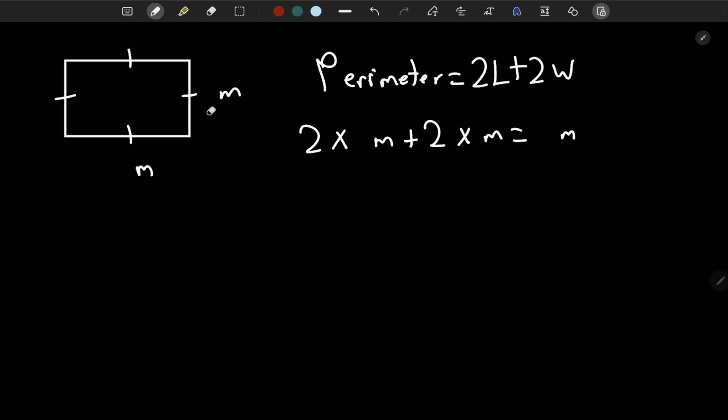So let's say this is 7 and this is 2. Applying the same formula again, it will be 2 times 7 plus 2 times 2 meters, and this will give us, this is 4 and this is 14, so this will be 18. Now let's move on to a circle.